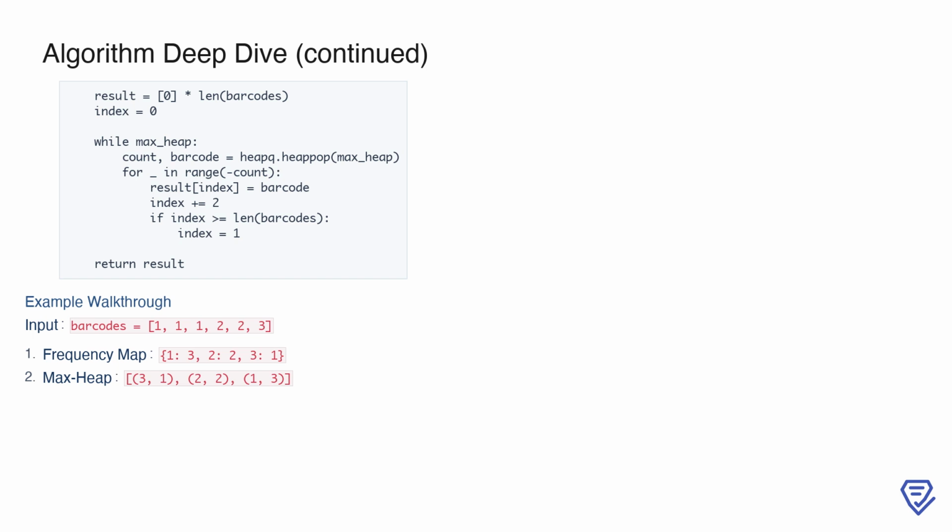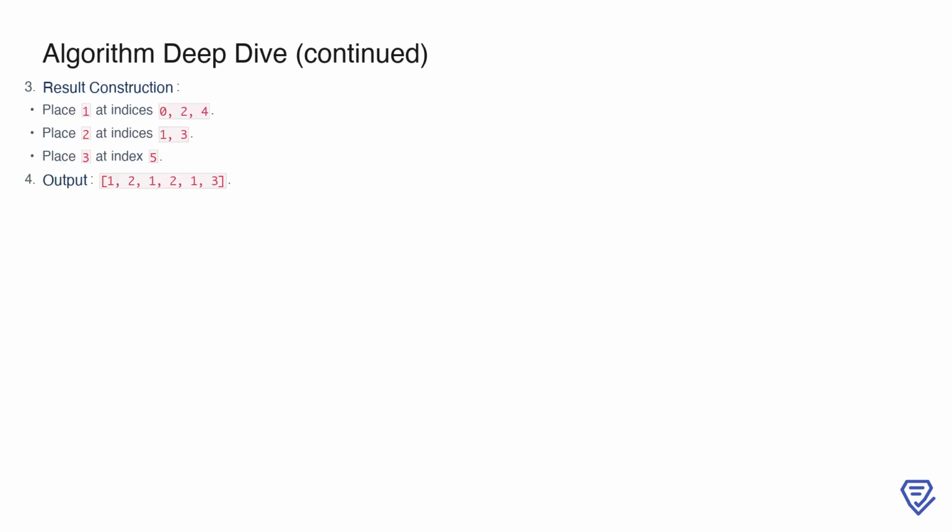Each time a barcode is placed, its frequency is decremented, and if it still has remaining occurrences, it is reinserted into the heap. The process continues until the heap is empty. This guarantees that all barcodes are placed following the rules. For the example input 1, 1, 1, 2, 2, 3, we start by creating the frequency map {1: 3, 2: 2, 3: 1}, and the max heap [(-3, 1), (-2, 2), (-1, 3)]. The algorithm then systematically places each barcode at the appropriate indices, ensuring no duplicates are adjacent.